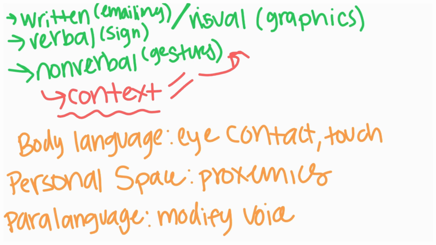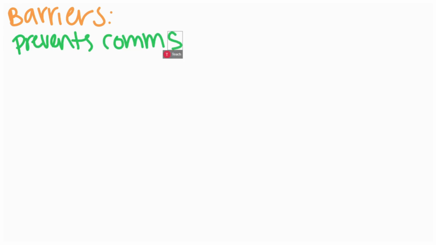And then there are barriers to communication. Anything that prevents clear communication, anything that prevents the receiver. So prevents communication. Let's write that. Now there are two common types of barriers, and these are important that you understand. Sender barrier.